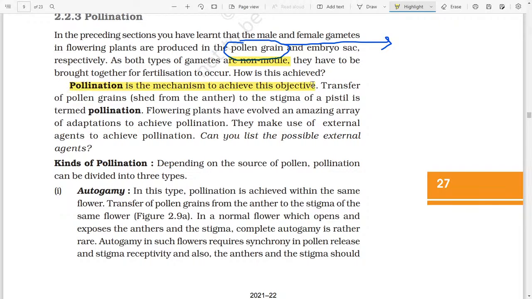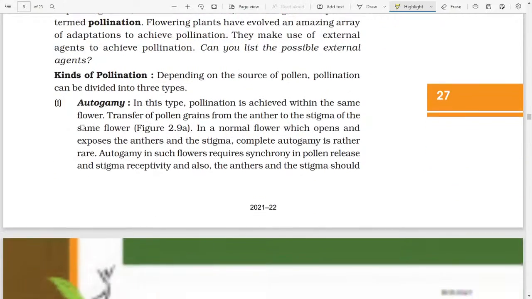Transfer of pollen grains from the anther to the stigma of the pistil is termed pollination. Flowering plants have evolved an amazing array of adaptations to achieve pollination. They make use of external agents to achieve pollination. Can you list the possible external agents?